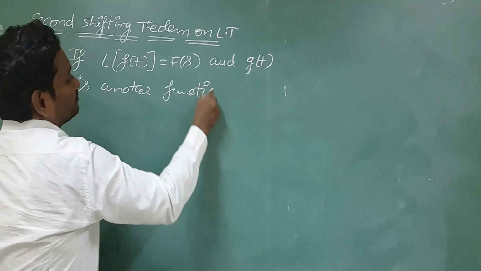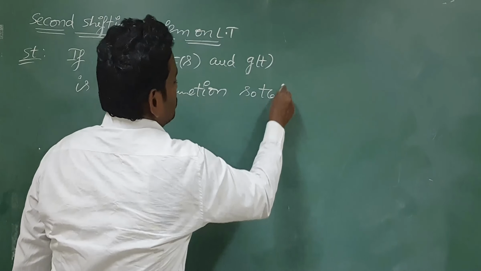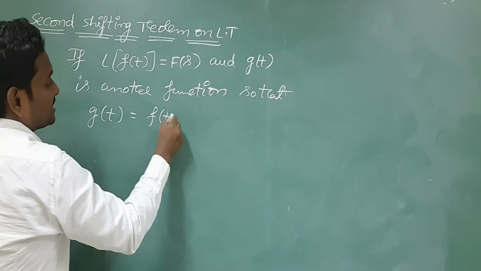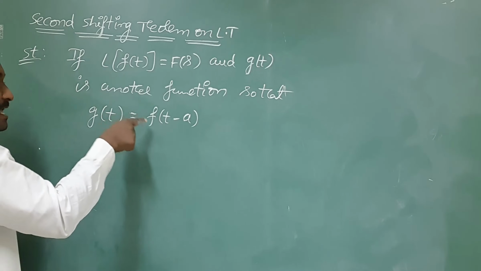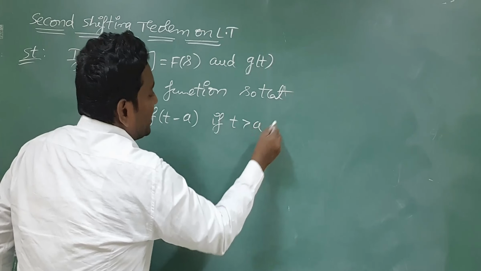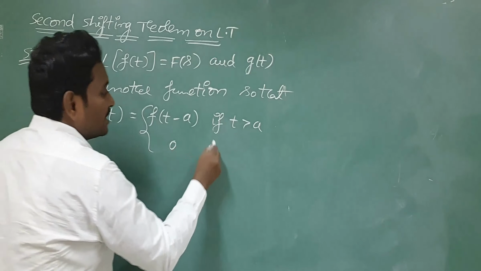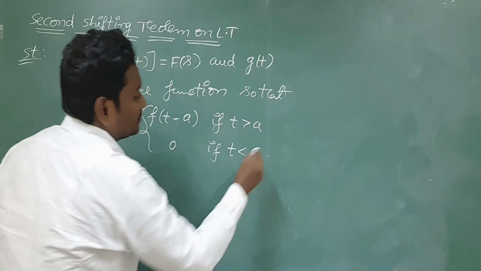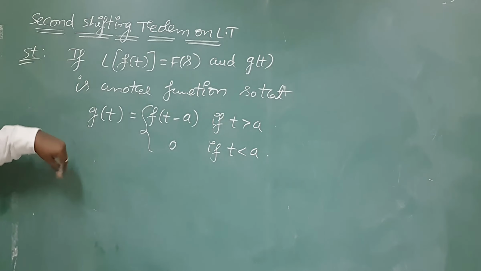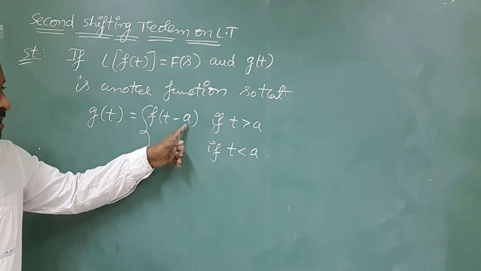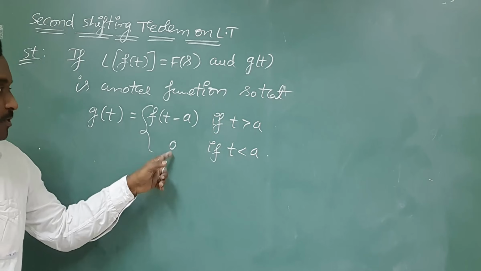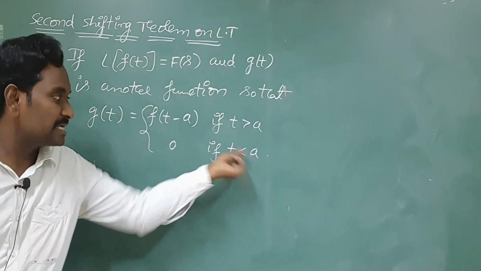So that g of t is a function of t minus a. Here g of t is in the form of f of t minus a if t is greater than a, and it is 0 if t is less than a. Okay, so what is the structure of g of t? g of t can be expressed as f of t minus a if t is greater than a, where a is any real number, and g of t is 0 if t is less than a.